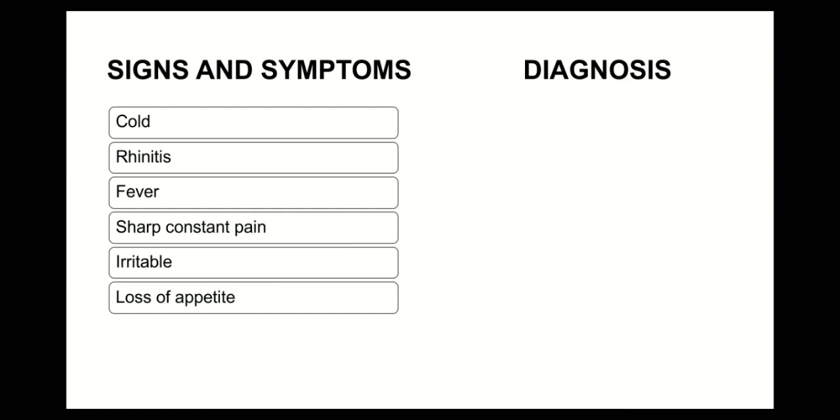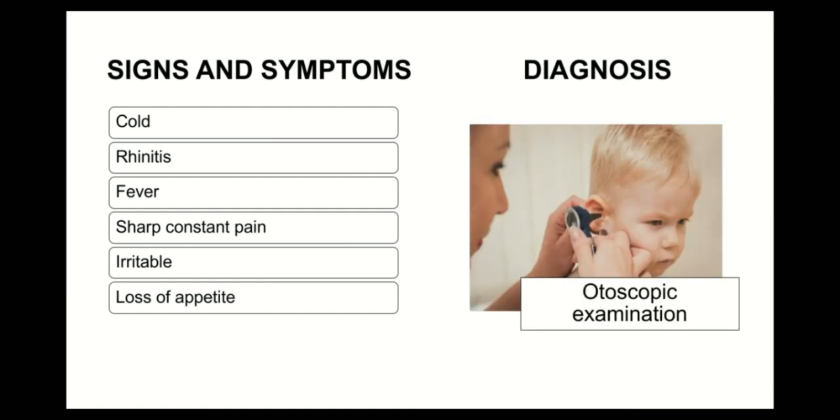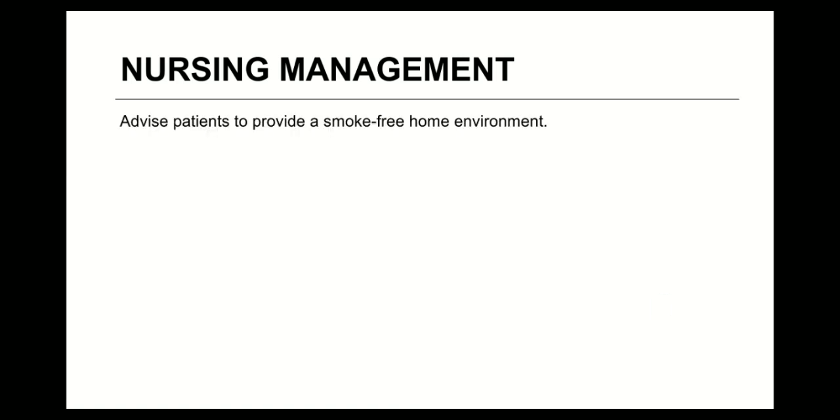So how are we going to diagnose? Diagnosis is based on these signs and symptoms as well as an otoscopic examination. An otoscopic examination will reveal, especially if a child has acute otitis media, an intact membrane which appears bright red and bulging with no visible landmarks or light reflex. So that is what will be revealed during otoscopic examination.